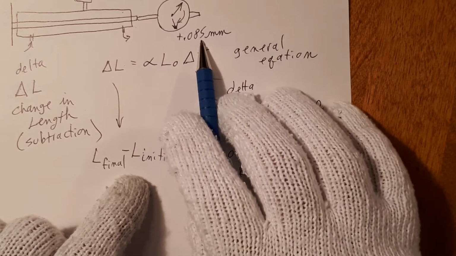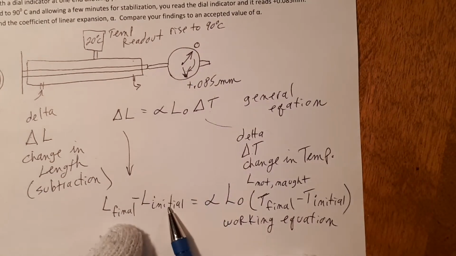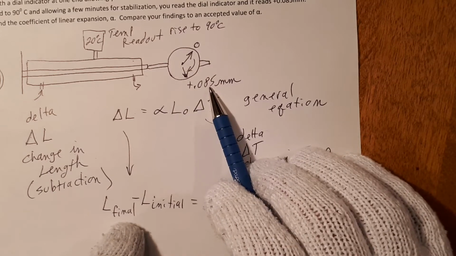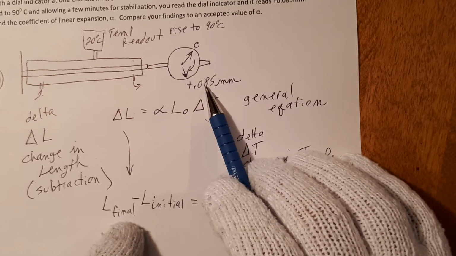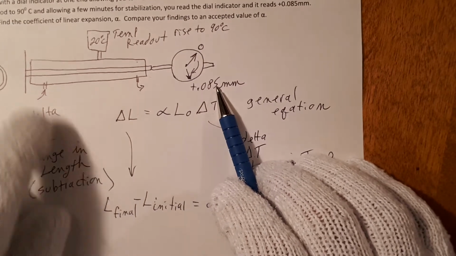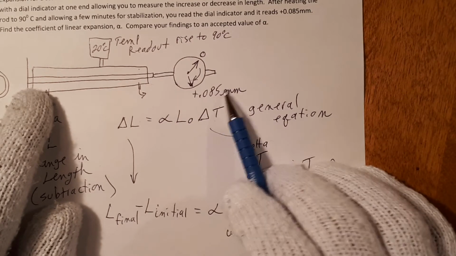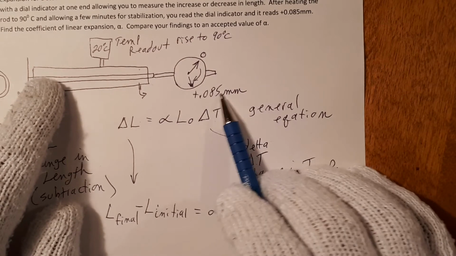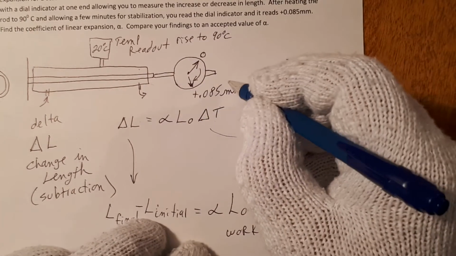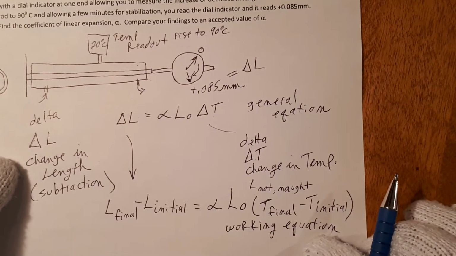In our case, we're actually measuring the length itself. So length final minus length initial is being given to us right here. This dial indicator is doing the work for us. So that delta L is 0.085. Another way I can do this: I know what the original length is, I can add that much to it, then I know what the final length is, and I take the final minus the original and I'll get this value. So this is delta L, given to me by the dial indicator. That already is the change in length.